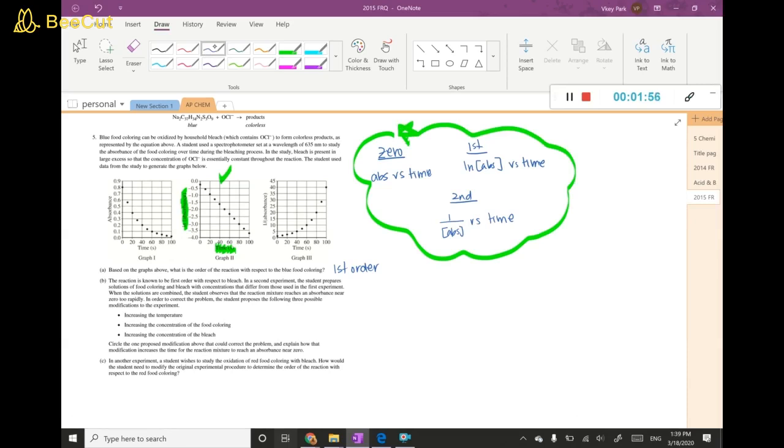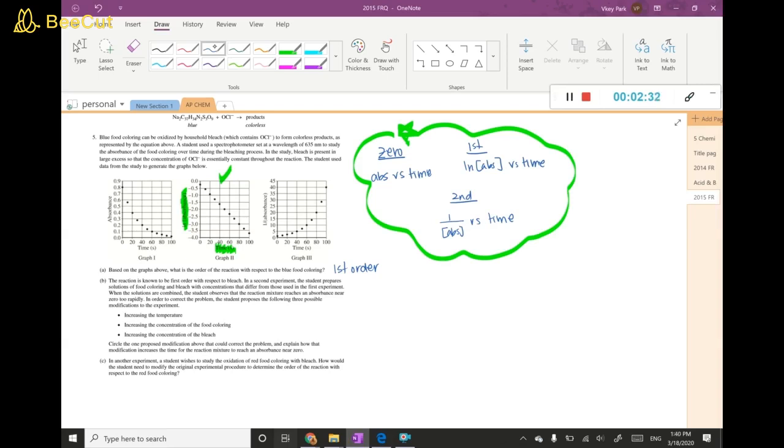Alright, second. The reaction is known to be first order with respect to bleach. In the second experiment, the student prepares solutions of food coloring and bleach with concentrations that differ from those used in the first experiment. When the solutions are combined, the student observes that the reaction mixture reaches an absorbance near zero too rapidly. In order to correct the problem, the student proposes the following 3 possible modifications to the experiment: increasing temperature, increasing concentration of the food coloring, and increasing concentration of the bleach. Circle the one proposed modification above that could correct the problem and explain how that modification increases the time for the reaction mixture to reach the absorbance near zero.